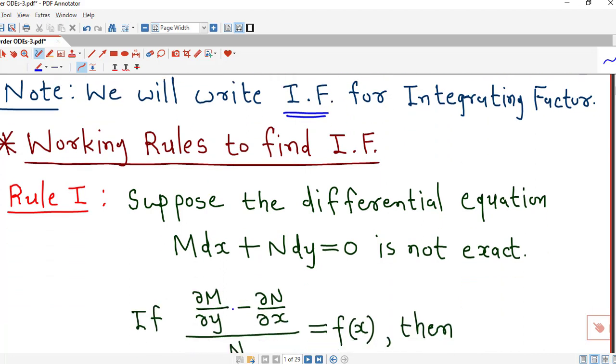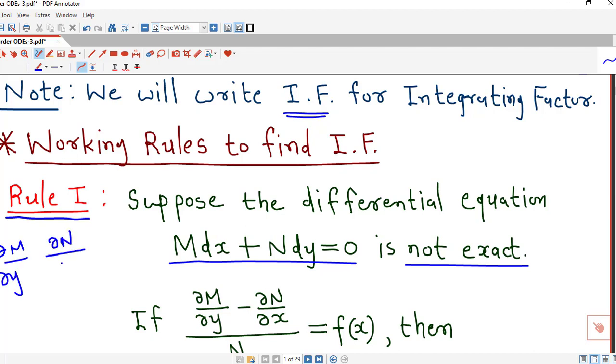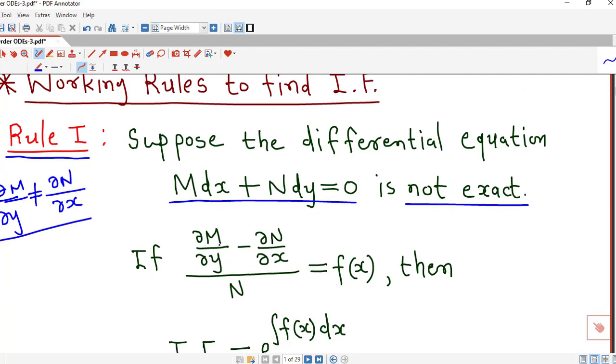In this lecture we will discuss working rule 1 to find an integrating factor. Suppose the differential equation M dx plus N dy equal to 0 is not exact. So if this equation is not exact, then del M by del y and del N by del x will be different, so they are not equal. So if we take the difference of these two, then it is non-zero. So here we consider the difference of del M by del y and del N by del x, and we divide this difference by capital N.